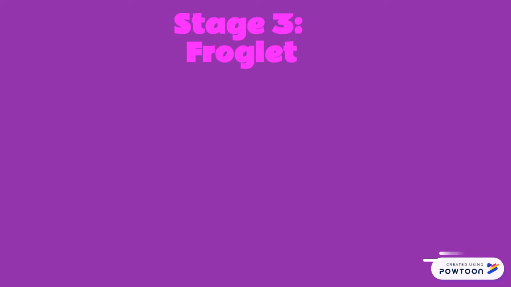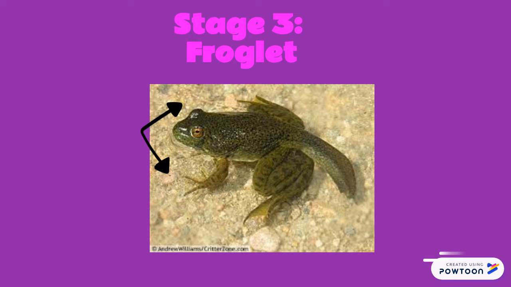Stage 3. The tadpole grows 2 front legs and its tail starts to shrink. The tadpole uses the nutrients stored in its tail as food. Therefore, it does not need anything else to eat until the tail is completely gone. At this stage, the tadpole becomes a froglet.